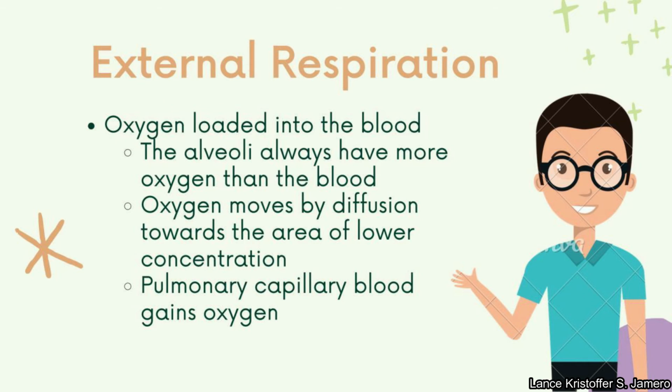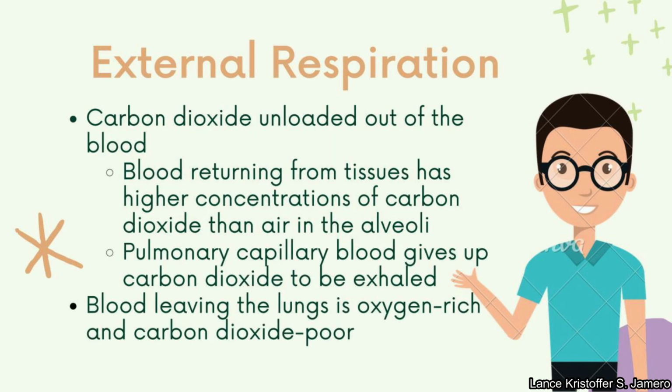The alveoli always have more oxygen than the blood. This oxygen moves by the process of diffusion towards the area with lower concentration. The pulmonary capillary blood gains oxygen, which forms the oxyhemoglobin. Then the unloading of carbon dioxide. Blood returning from tissues has higher concentrations of carbon dioxide than the air in the alveoli. Pulmonary capillary blood then gives up the carbon dioxide to be exhaled. After this process is done, blood leaving the lungs is oxygen rich and carbon dioxide poor.